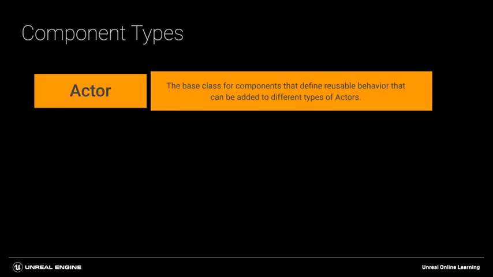The first one, as with pretty much anything in the standard class hierarchy, is the actor component. Of course, in the standard class hierarchy, there's one above this, which would be the object class. But in a very similar way, this is the base class for components. We can define in here our reusable behavior, and this can be added to different types of actors.